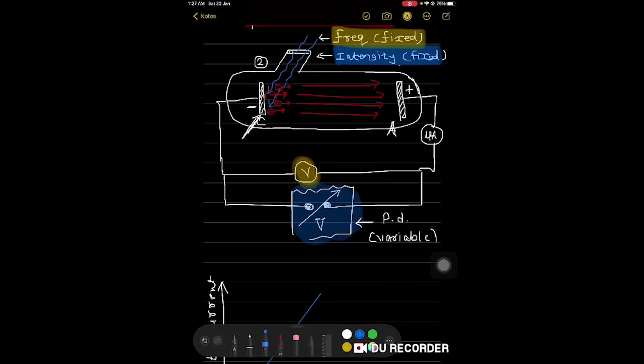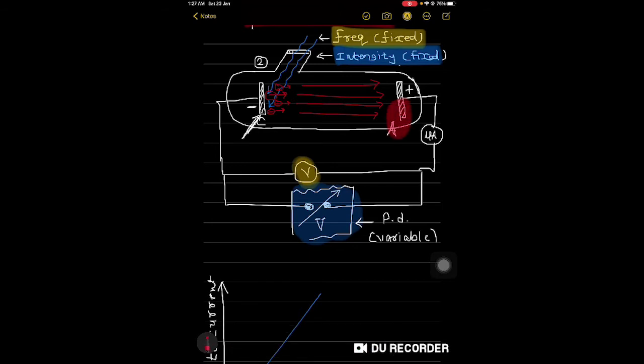with respect to plate C, please pay attention. Here we are making plate A negative with respect to C. So there will be one condition. Obviously, as A starts becoming negative, whatever electrons are coming from C will experience repulsion. And due to that, they will not reach the plate A.